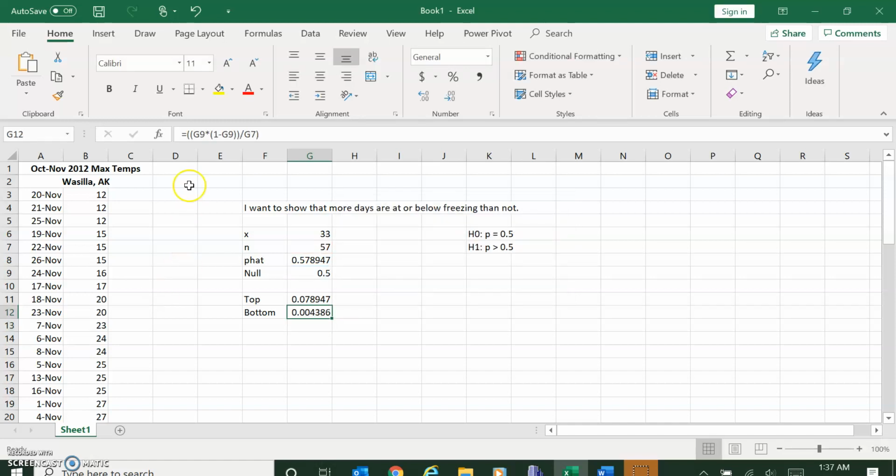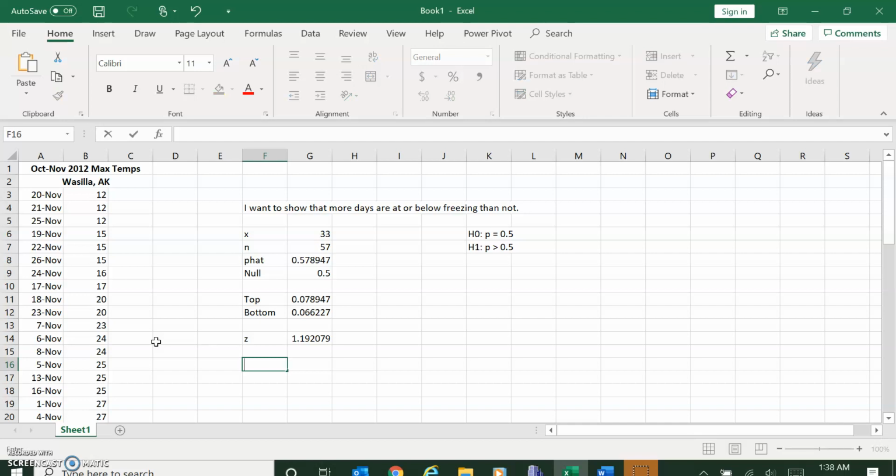Okay, so let's see here. There's my top. I don't think I needed these two outer ones. Then for my Z statistic, let me come back here. I have to square root this, because if I look at the formula, that bottom is square rooted. So then my Z is G11 divided by G12. So 1.19.